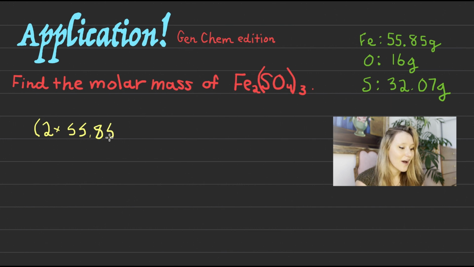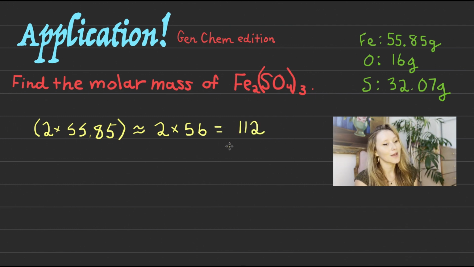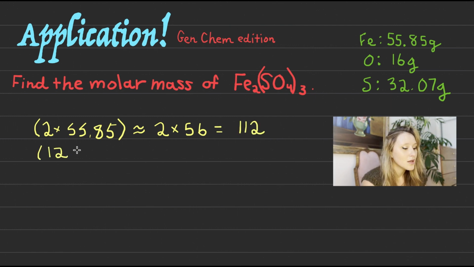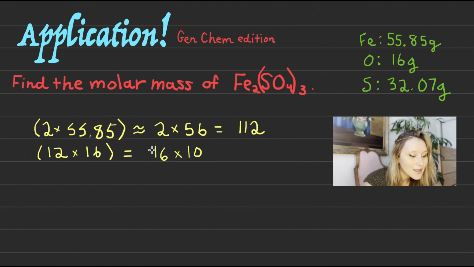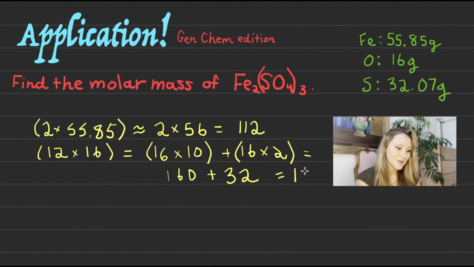2 times 55.85. I'm rounding up to 2 times 56. We are doing 2 times 50 plus 2 times 6. What do we get? We got 112. Good job. 12 times 16, because there are 12 oxygen atoms here. So we're going to do 16 times 10 plus 16 times 2. We get 160 plus 32 equals 192.